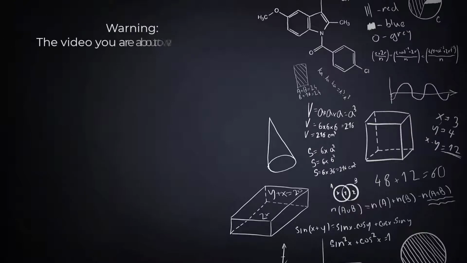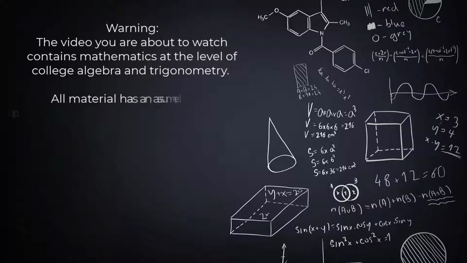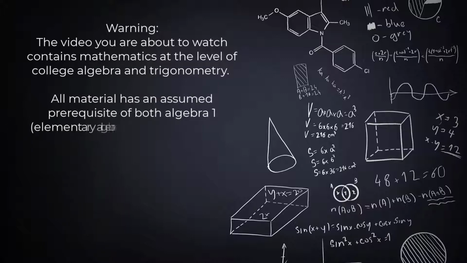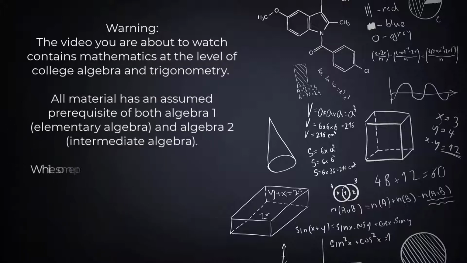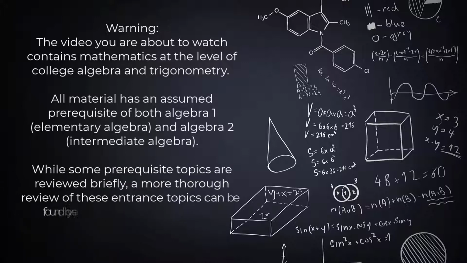Warning, the video you're about to watch contains mathematics at the level of college algebra and trigonometry. All material has an assumed prerequisite of both Algebra 1, which is elementary algebra, and Algebra 2, which is intermediate algebra.